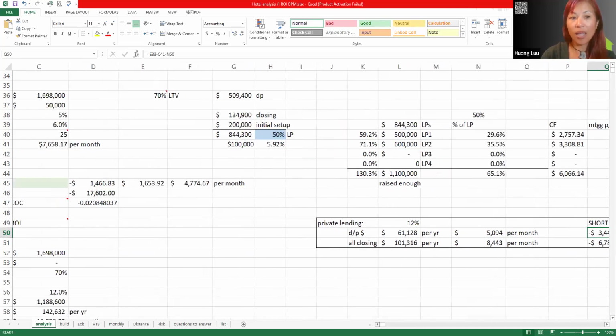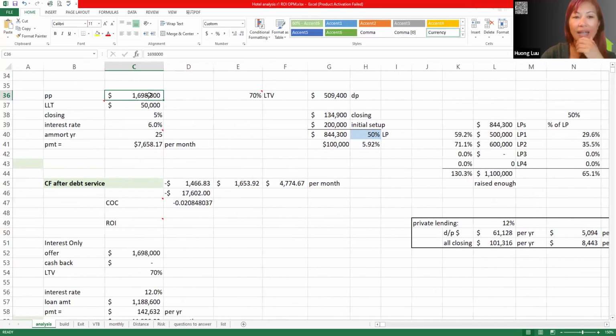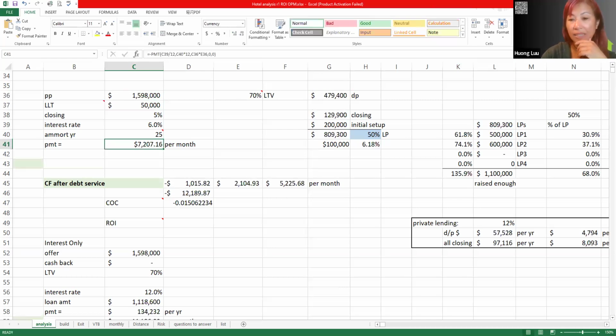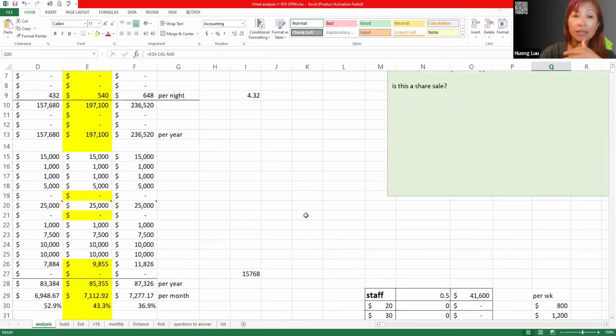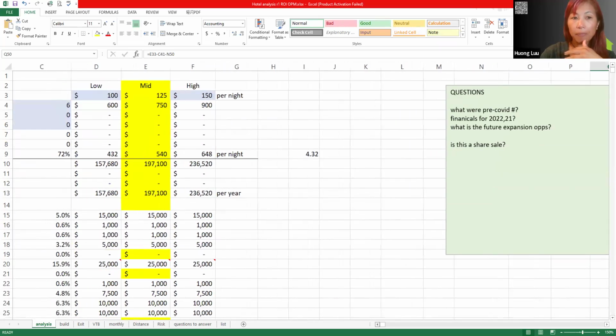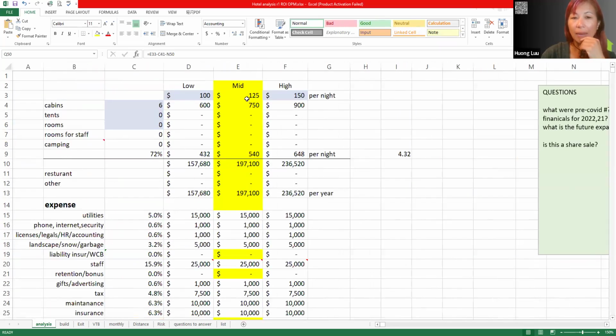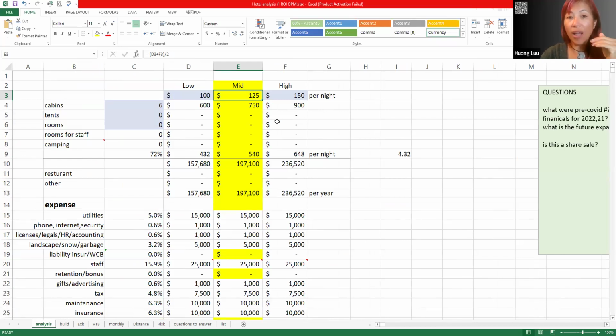Okay, so now it's really just saying, well, where do I need to be to make this opportunity work? So now let's just say I get this at 1.6 instead of 1.7. Okay, so now the monthly payment is this, and my shortfall now is just under $3,000 a month. So there's a lot of moving parts here, and maybe the rates that I'm using, the mid-range of 125, maybe the actual that they're getting is maybe 130, 160.